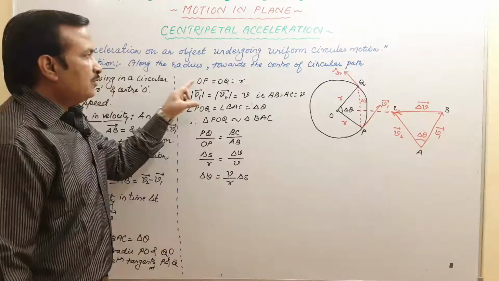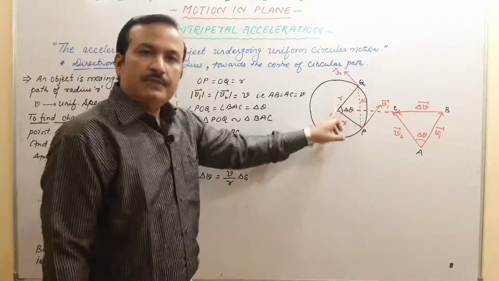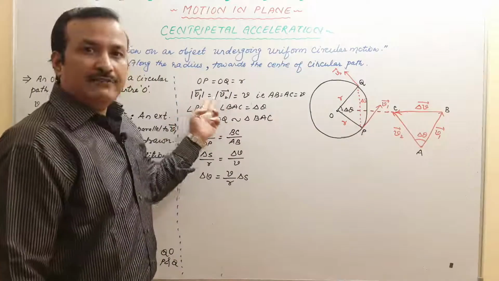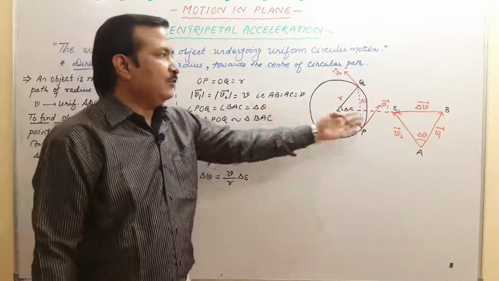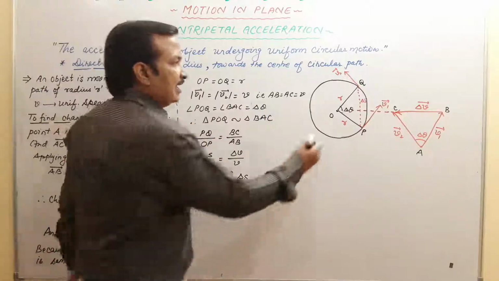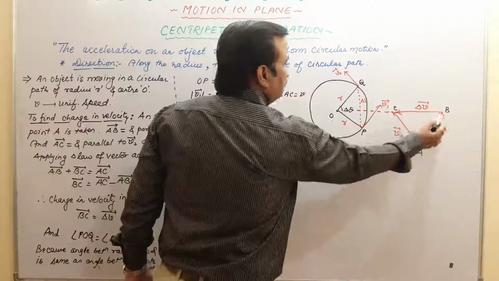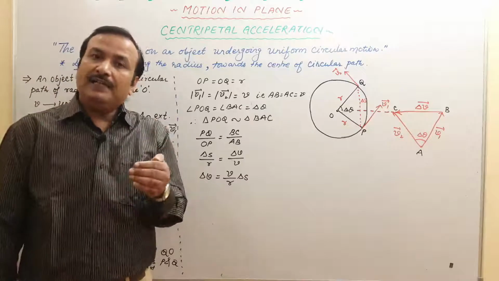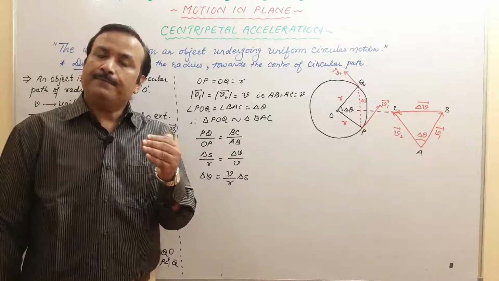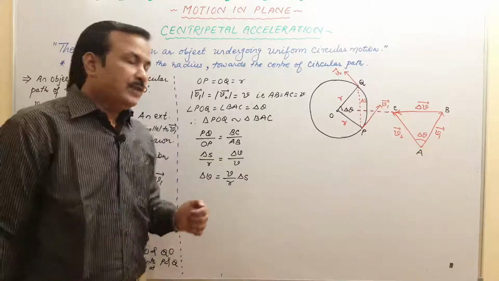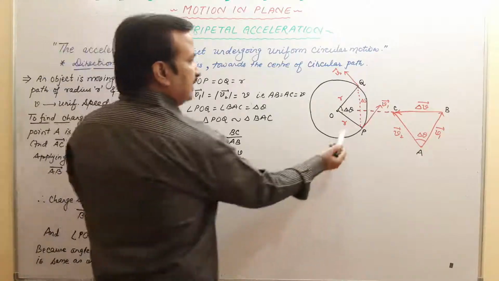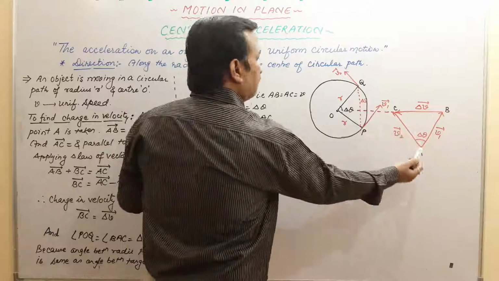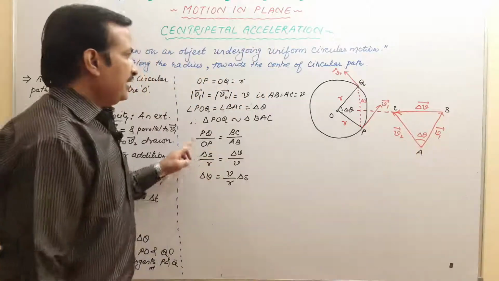अब ये सारी चीजें तो clear हैं. OP and OQ is the radius. These angles are equal, and these velocity vectors are equal to v, AB equal to AC equal to v. That means triangles POQ and BAC are similar triangles. और जब triangle similar हो जाते हैं तो we can write the ratios of their corresponding sides. Okay, so PQ upon OP should be equal to BC upon AB. Corresponding side हुआ.